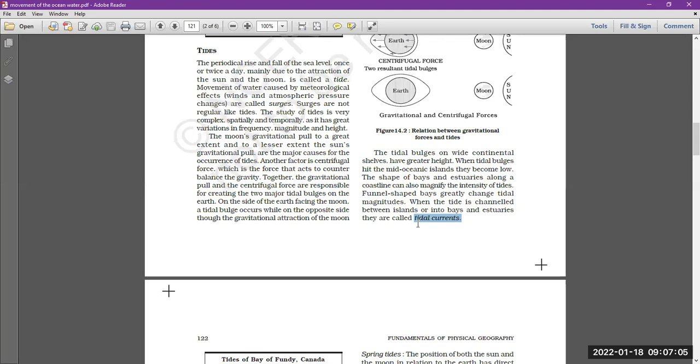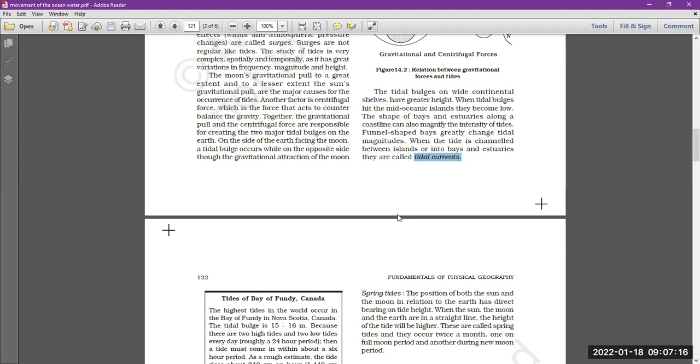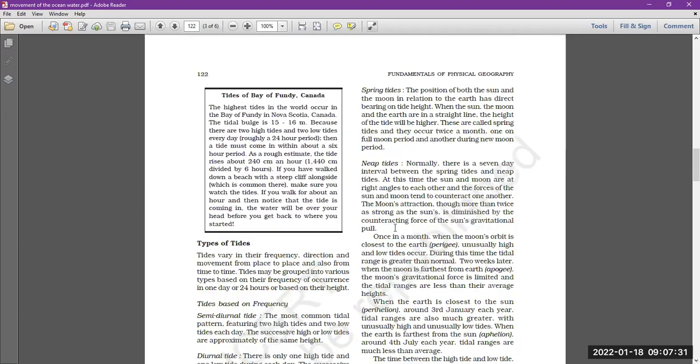The tide is flowing in a channel between the island and into the bay and estuaries. So this is tidal current. और हम देखिए पढ़ते भी हैं टाइडल एनर्जी, अगर आपको ध्यान हो नॉन कन्वेंशनल एनर्जी रिसोर्सेज के अंदर हम जो टाइडल एनर्जी पढ़ते हैं कि हाँ एक टरबाइन रोटेट होगा, इलेक्ट्रिसिटी जनरेट होती है, तो ये करंट्स उसके लिए रिस्पॉन्सिबल हैं.